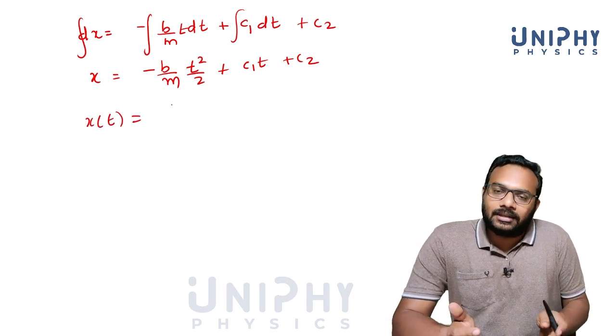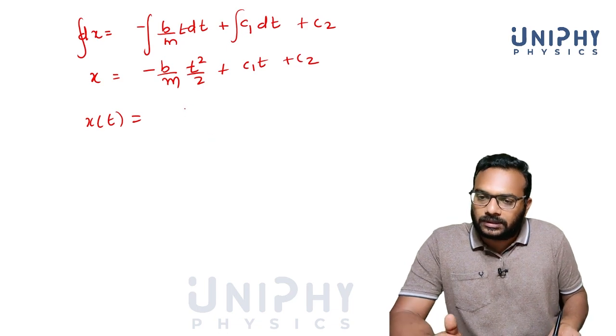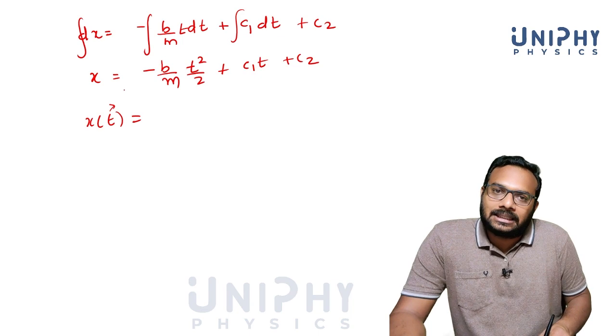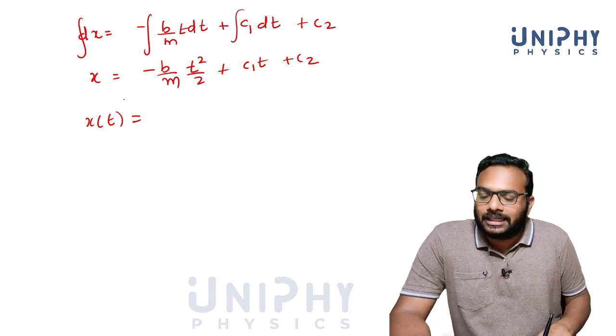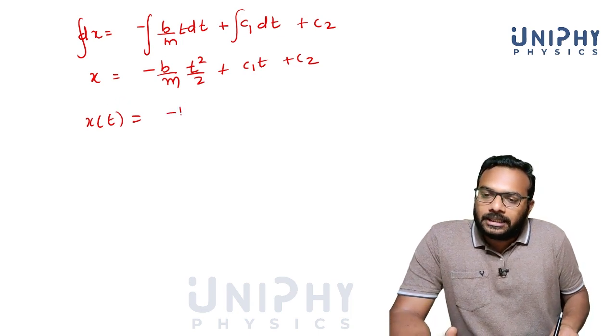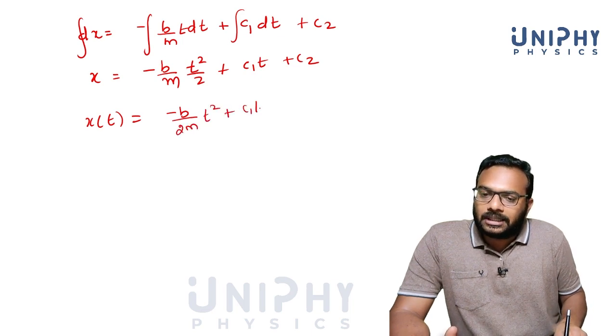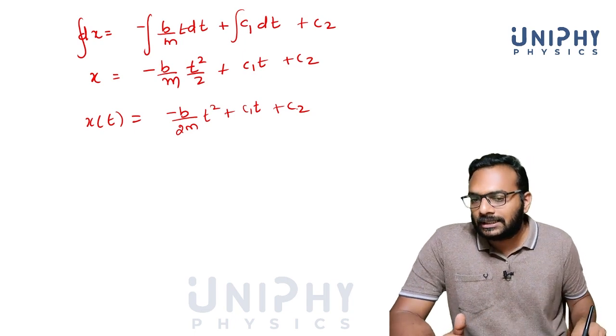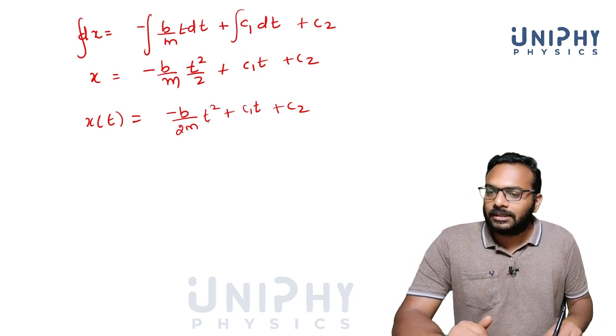This is what we mean by solving an equation of motion. You get the time evolution. Given any t, you know where the position is, what x would be given any t. So this is minus b by 2m t square plus c1t plus c2. That's it. c1 and c2 are constants of integration.